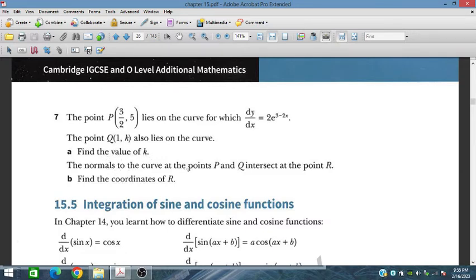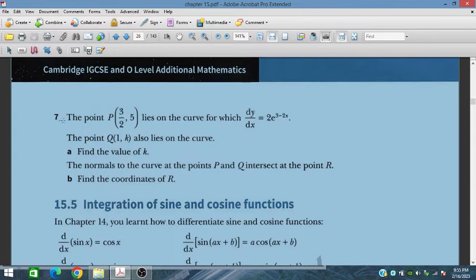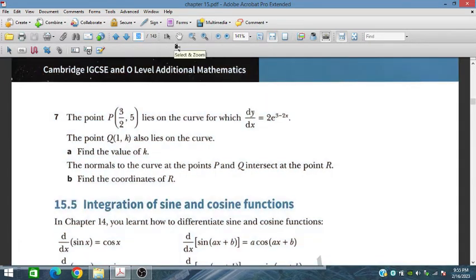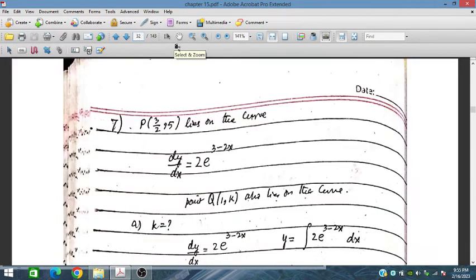The normals to the curve at points P and Q intersect at the point R. Find the coordinates of R. So this is a very important question. Question number 7, so let's start.